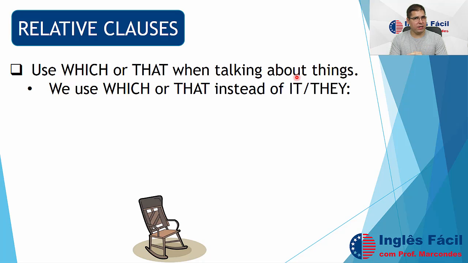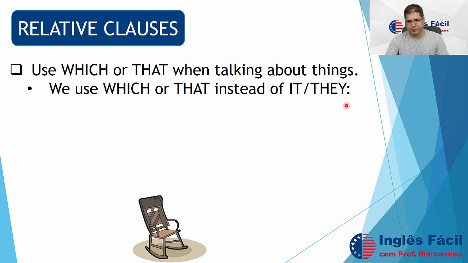So when we talk about things, we cannot use who, okay? We cannot use who for things, as well as we cannot use which for people. Now, which is only for things, who only for people, and that we can use for both, either people or things, right? Now, we use which or that instead of it or they, okay? So it doesn't matter if the things are in the plural. It could be singular or plural. In both cases we can use which or that to make the relative clause, okay? So replacing either it or they.